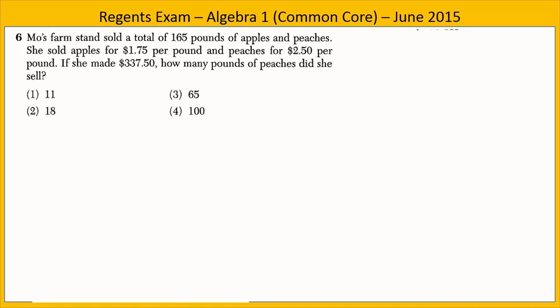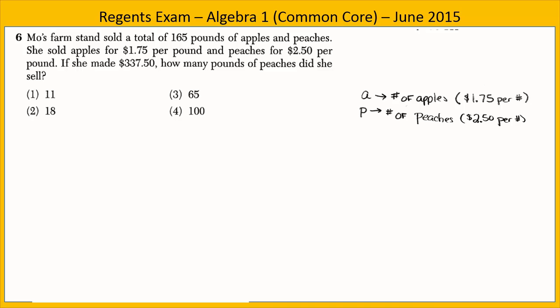In this problem, I see two different pieces of information: the fact that they sold 165 pounds of fruit and the fact that they made $337.50. I can write two different equations from this information, and so a system of equations is a great way to go. Let's define our variables. A is the pounds of apples, P is the pounds of peaches. Apples were $1.75 per pound, and peaches were $2.50 per pound.